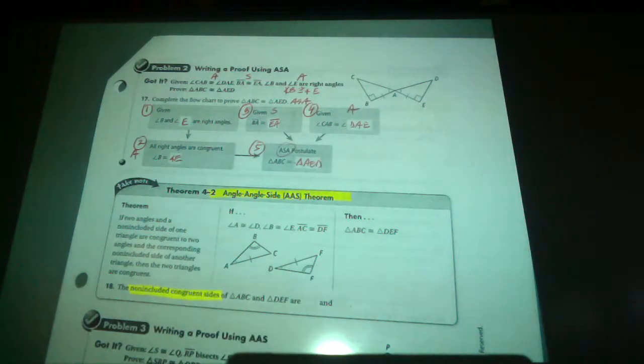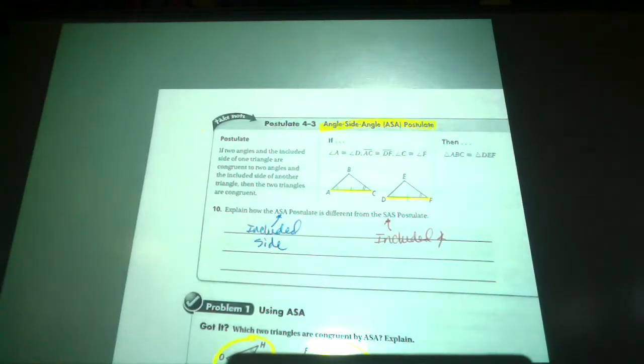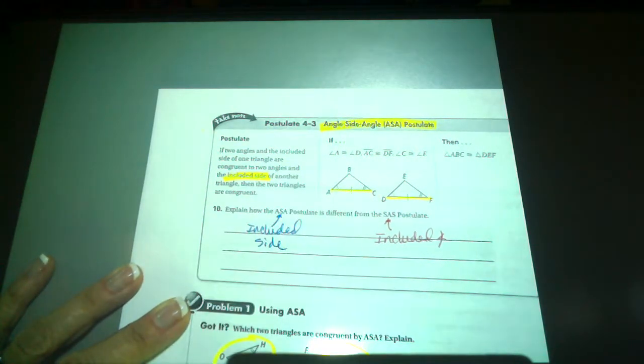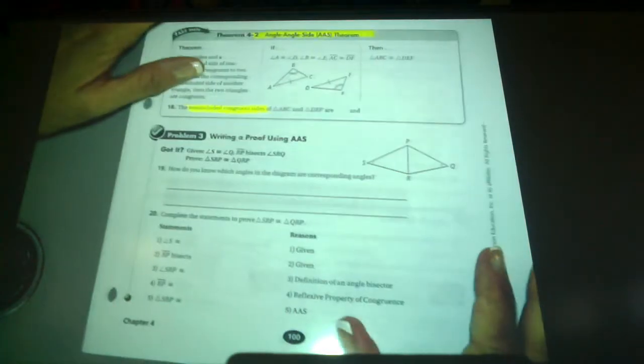Then we come to our second theorem of the day: AAS, angle-angle-side, which implies that there is a non-included side. So we have a non-included congruent side, and the other one, ASA, was an included side. So let's write a proof using AAS and see how they're different.